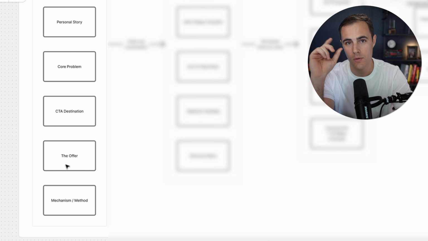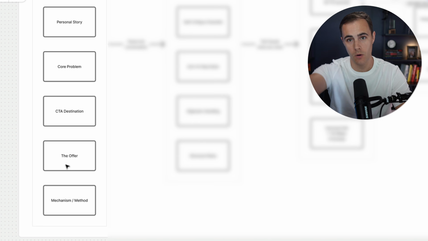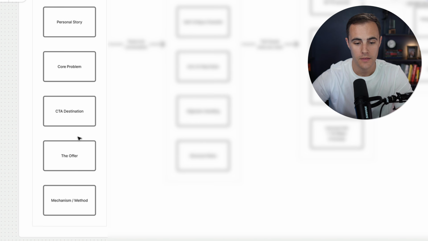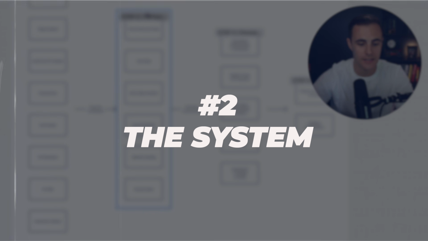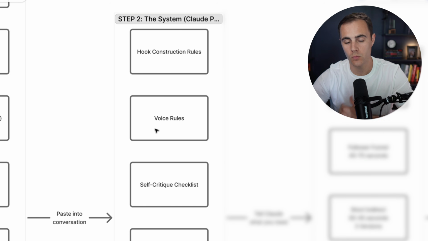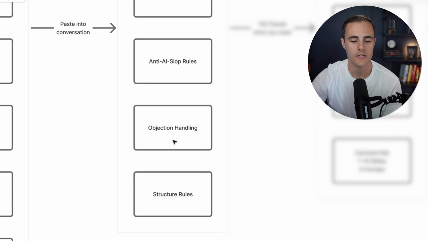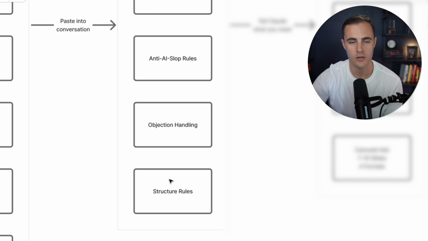And then you're gonna talk about what makes it unique, right? Your unique mechanism or method. It's gonna ask you all those questions when you start. Then it already has all of this information that I've programmed in here. That's gonna be the hook, the voice rules, self-critique checklist, and anti-AI slop rules, handling objections, and structure rules.